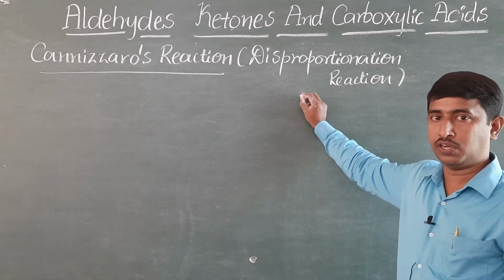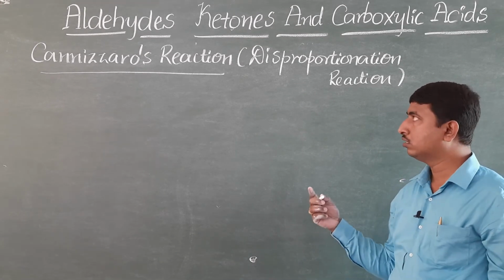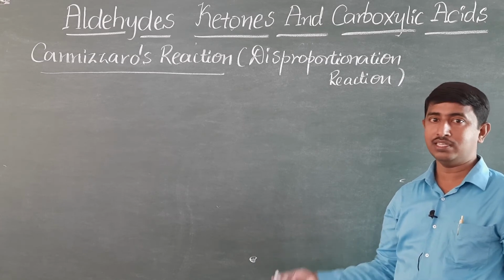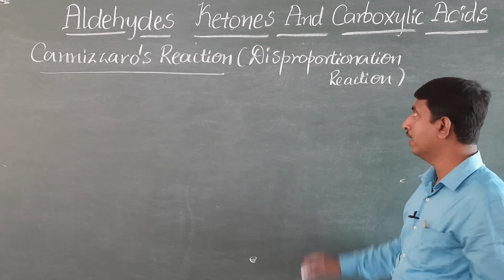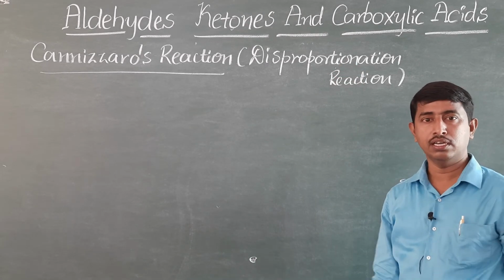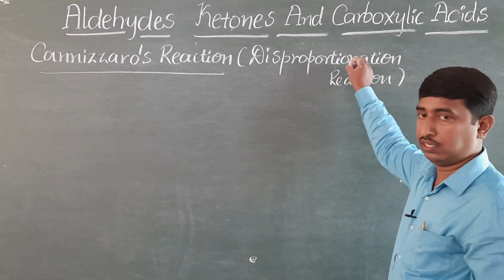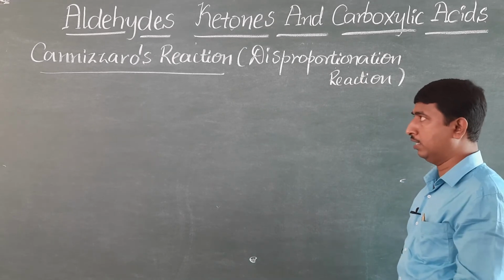Disproportionation is a redox reaction where the same species simultaneously undergoes oxidation as well as reduction. Such a reaction we call a disproportionation reaction. So Cannizzaro's reaction is an example of a disproportionation reaction.